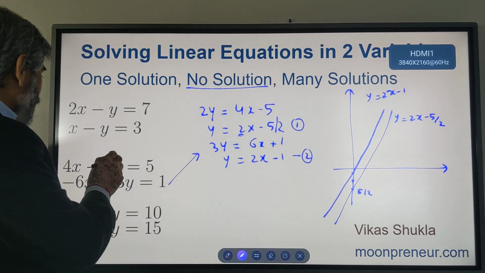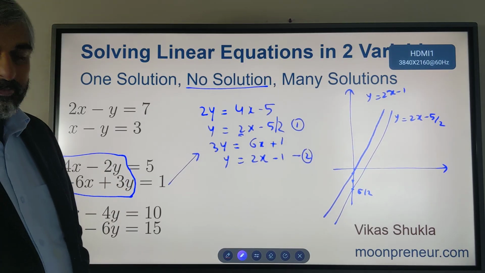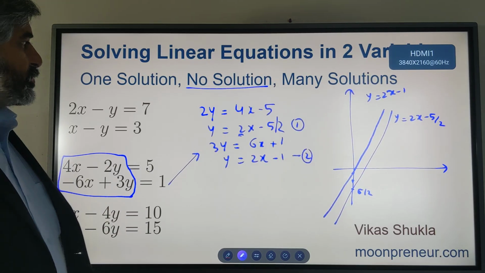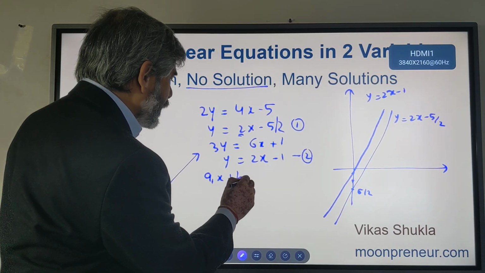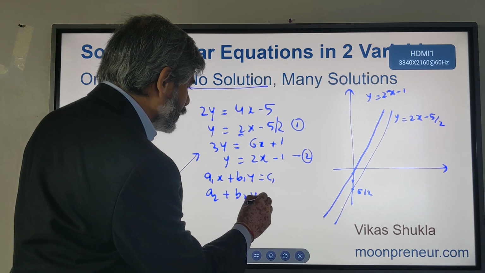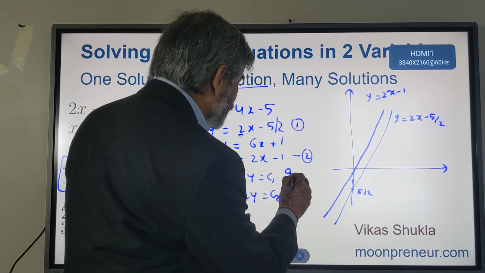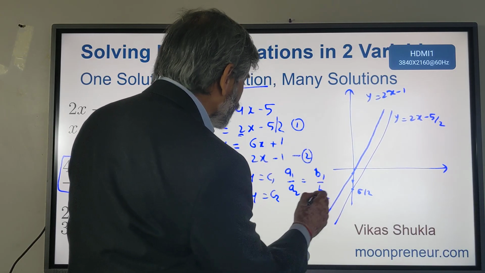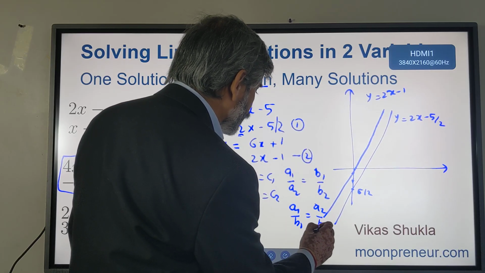But if you closely look at this particular thing, it also happens when the ratio of the x coordinate to the y coordinate is the same. Which means if this is, let's say, a1x plus b1y equal to c1 and a2x plus b2y is equal to c2, then this is going to be the same even if a1 by a2 is equal to b1 by b2. We can also say a1 upon b1 is equal to a2 upon b2.